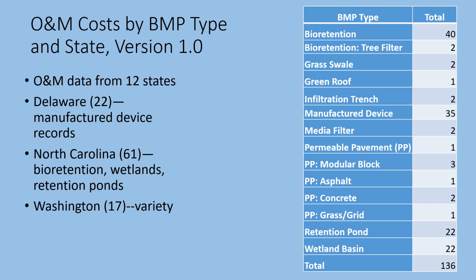Delaware had a lot of manufactured devices. North Carolina had a lot of bioretention and wetlands and retention ponds. And then Washington State had a variety of different types of practices.